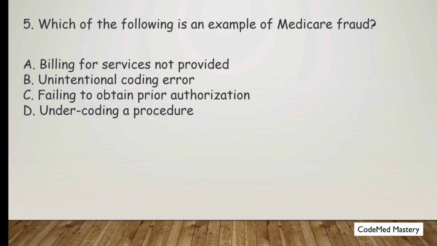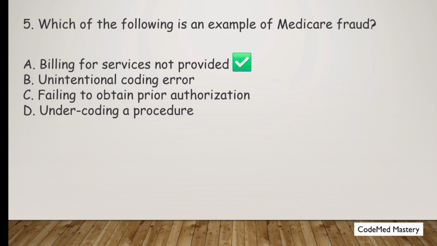Next question. Which of the following is an example of Medicare fraud? Option A, billing for services not provided. Option B, unintentional coding error. Option C, failing to obtain prior authorization. Option D, undercoding a procedure. The correct answer is option A, billing for services not provided. It is considered Medicare fraud.